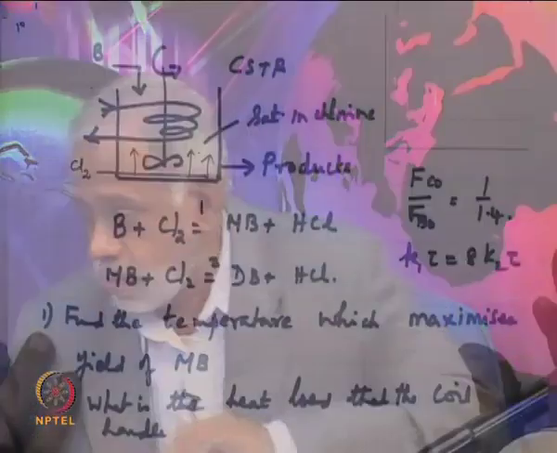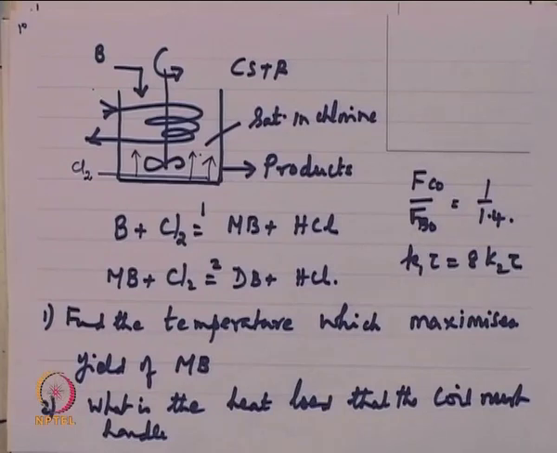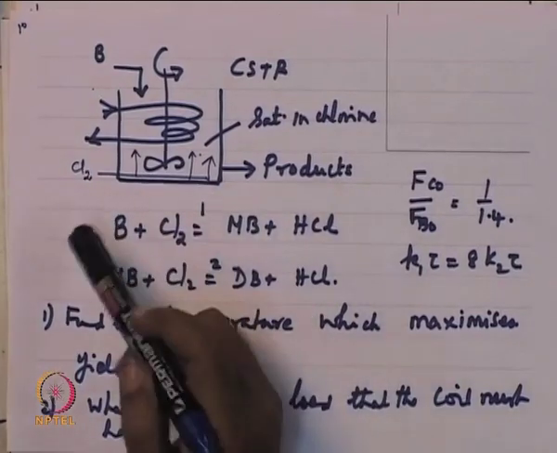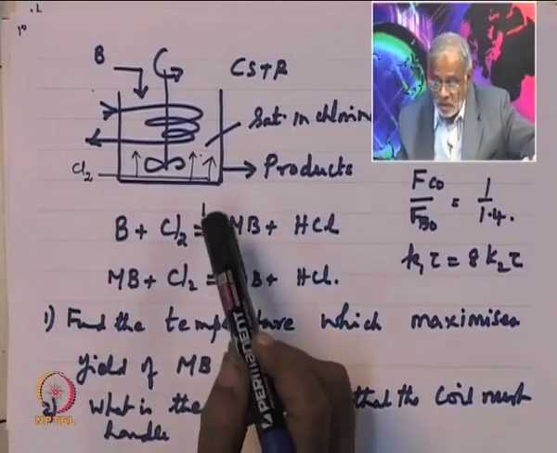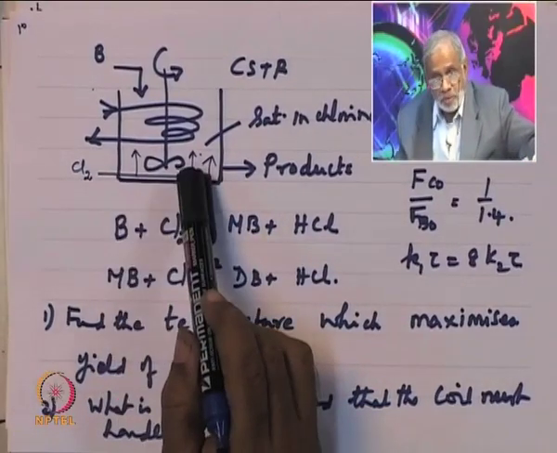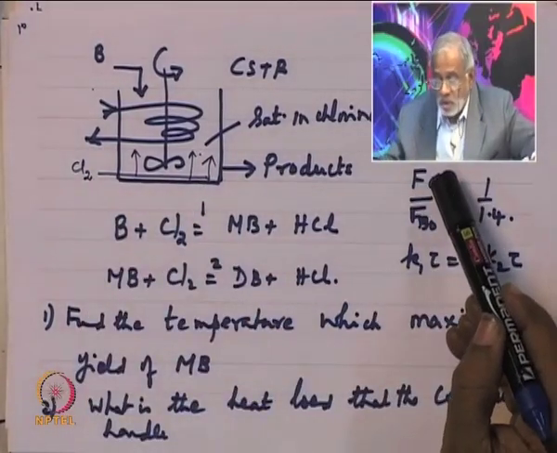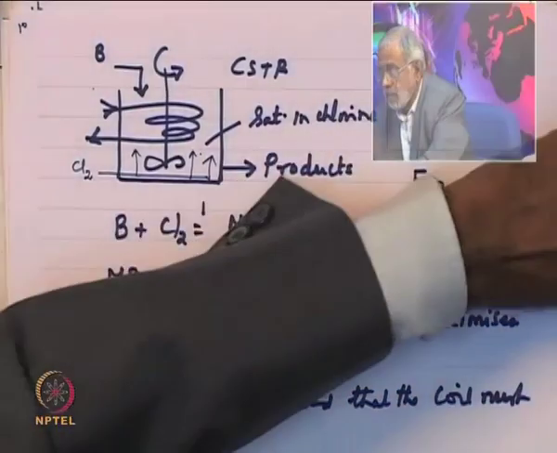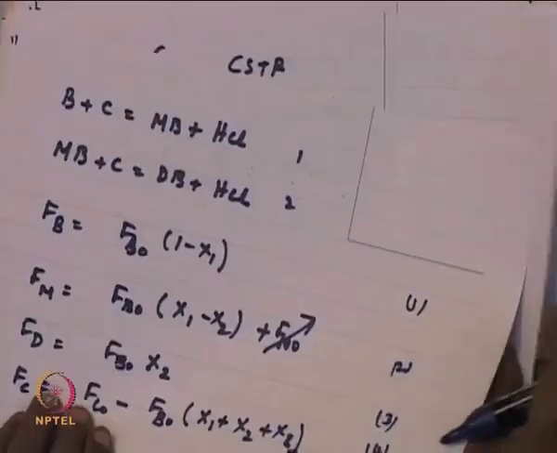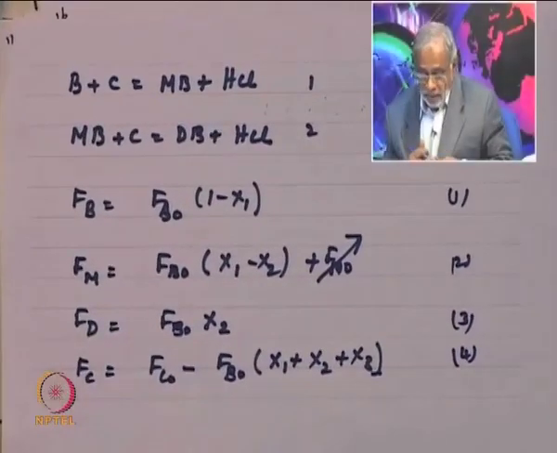Now, let us understand the problem statement once again. What is being said is that in this chlorination reaction, chlorine which is admitted into the CSTR, which is maintained at an appropriate temperature, all the chlorine gets consumed. Or in other words, if chlorine input is FC0, all the chlorine gets consumed. Therefore, if you look at the chlorine balance, what are we saying?